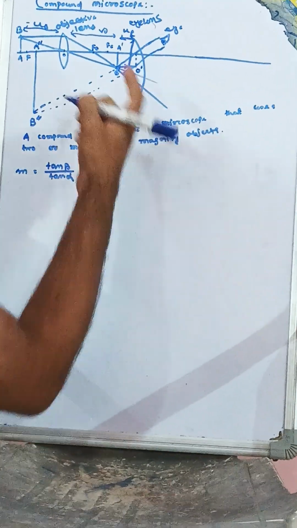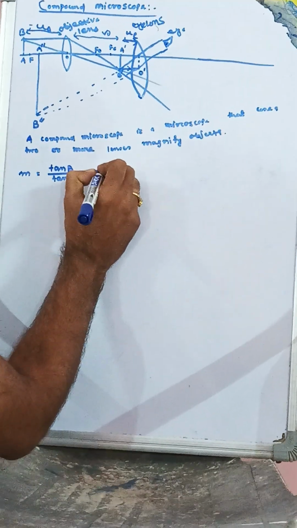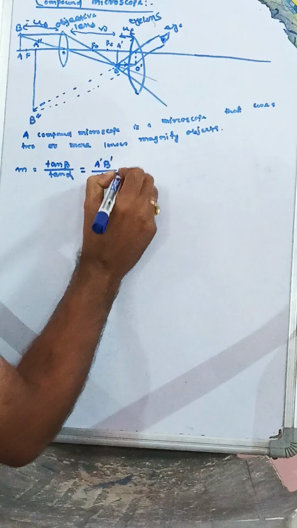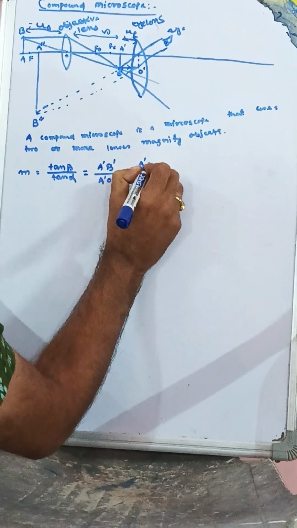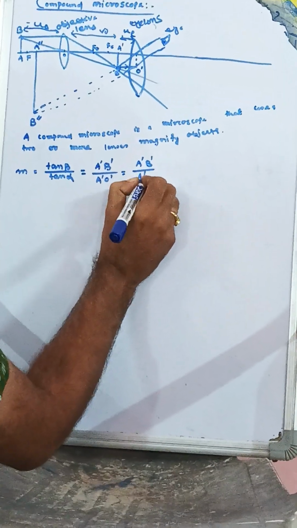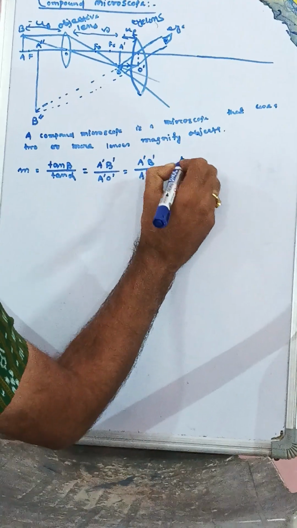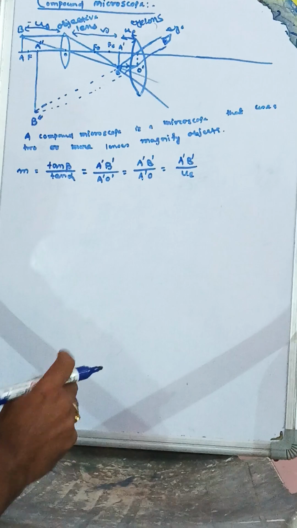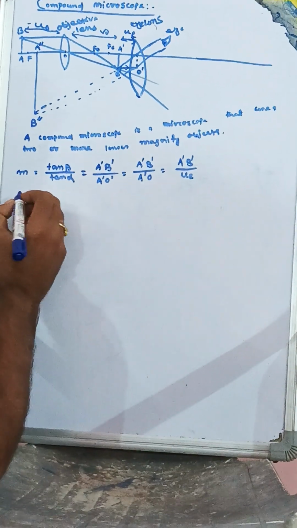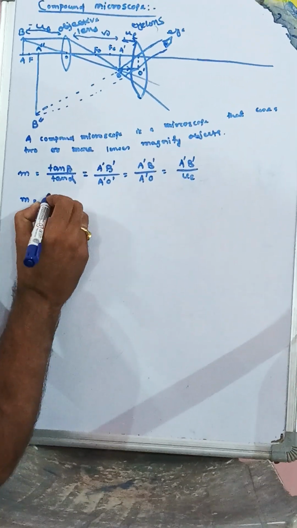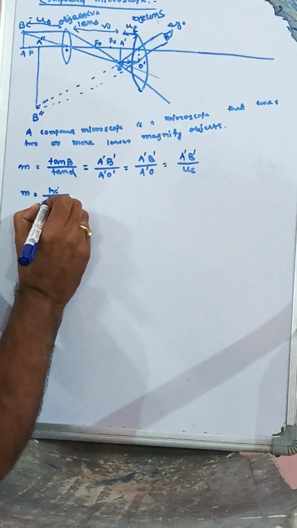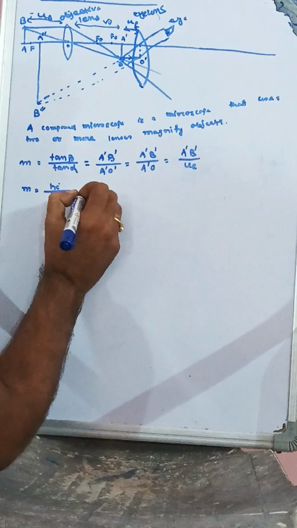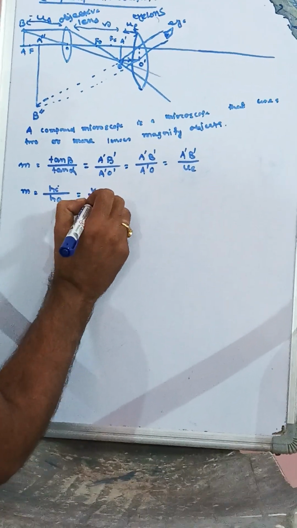Then from this, A'B' divided by A'O' is equal to A'B' divided by A'O is equal to A'B' divided by u. Then magnifying power is height of image divided by height of object, then v by u.